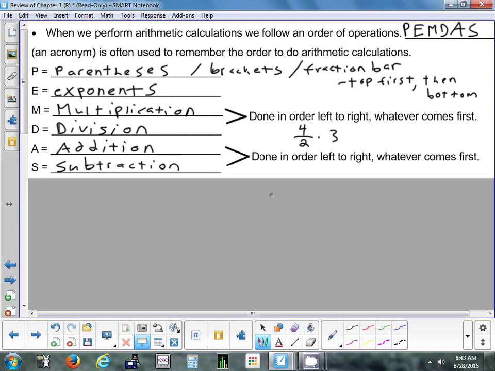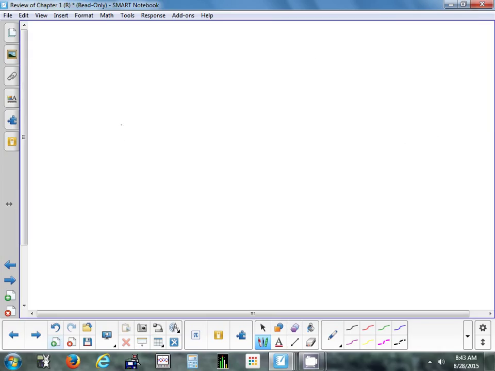What would that come out to? 2. Yeah, 4 divided by 2 is 2. Good. And then times 3, that'd be 6. Yep. What if you had 1 over 5 times 3? You'd have to put the 3 over 1. Yeah, perfect.